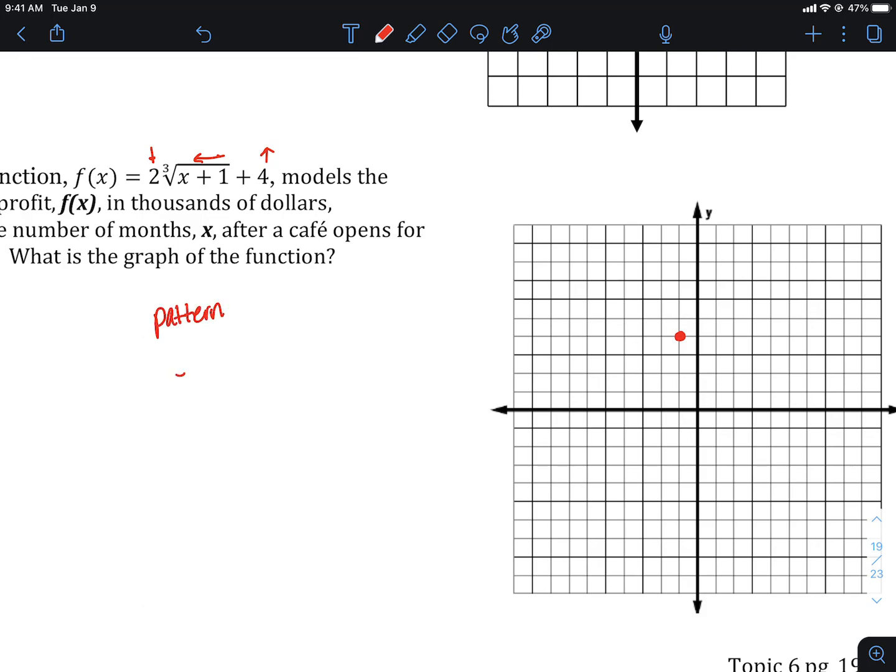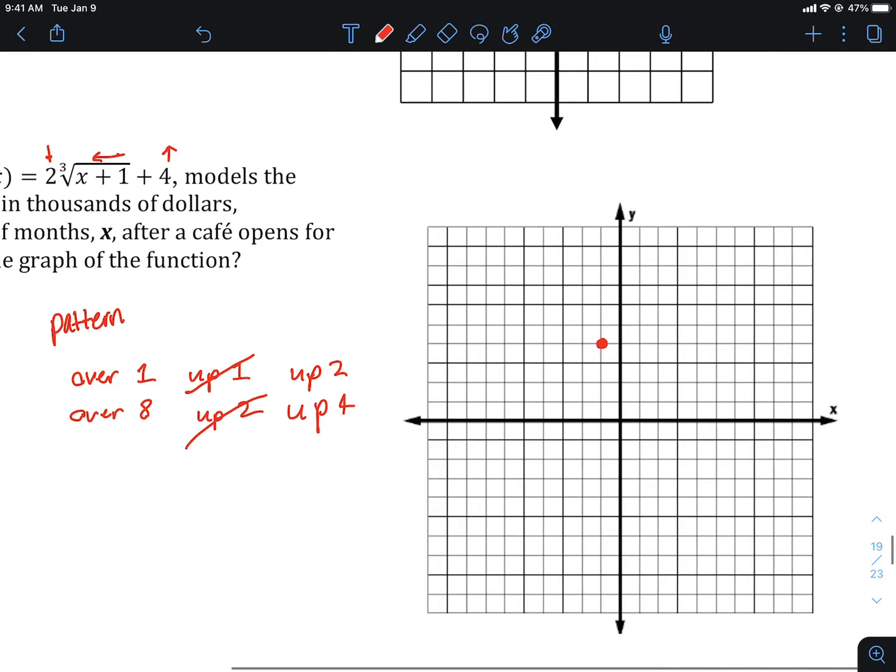And your pattern is over numbers that you can cube root. So that's over 1, up 1. We're going to change that. Over 8, you can cube root 8. The cube root of 8 is 2 right there. Except we got a vertical stretch by 2, so double all of those numbers. So we'll go up 2 and up 4 from there.